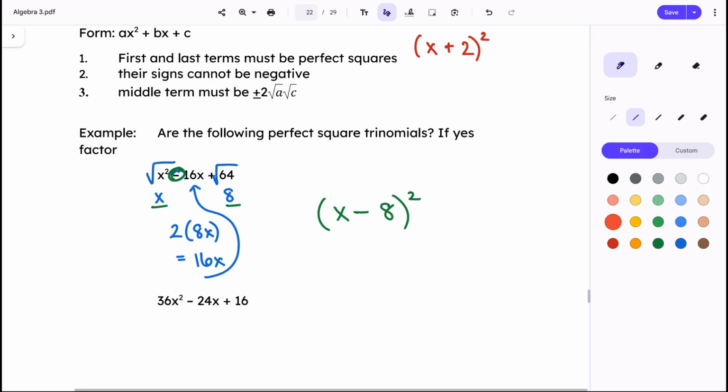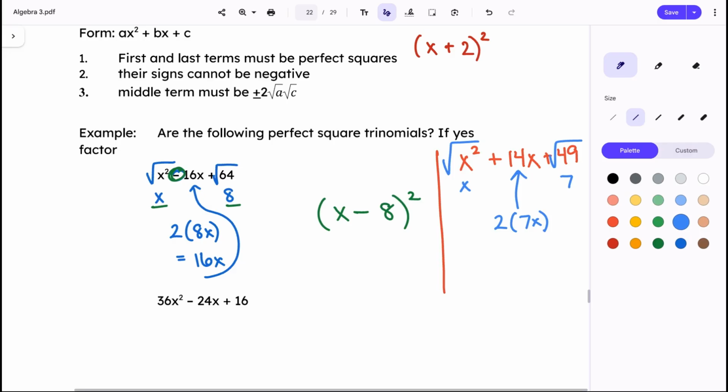Okay, so let me just give you another example over here. Let's say it was x squared plus 14x plus 49. I would square root the first and the last. That'd be x and 7. And then if I take 2 times 7x, that is 14x. And so this one would come out to be x this time plus 7 squared. So you can see that the sign only impacts what's going to go in that factored answer for your parentheses.